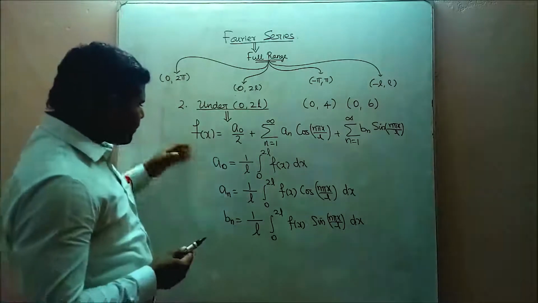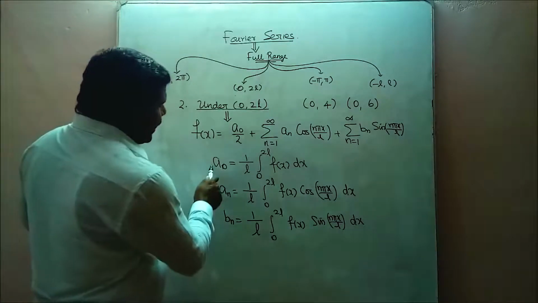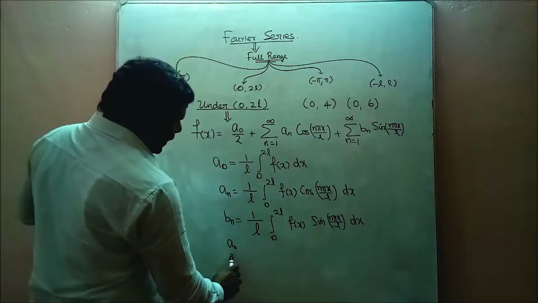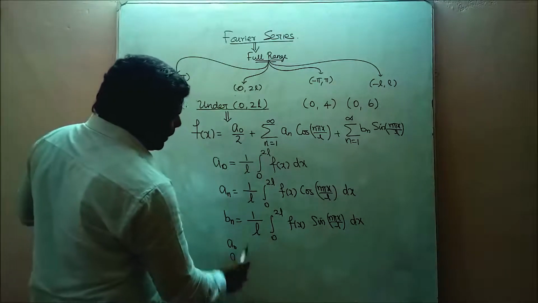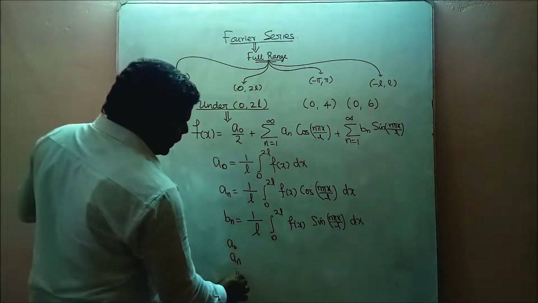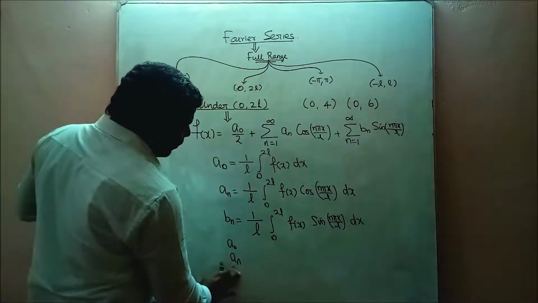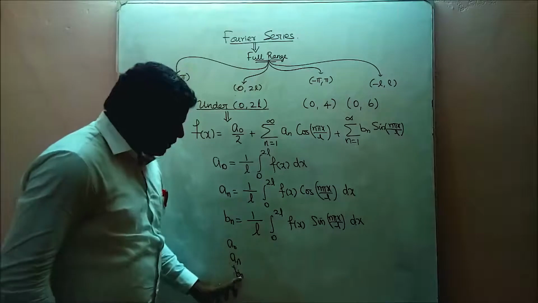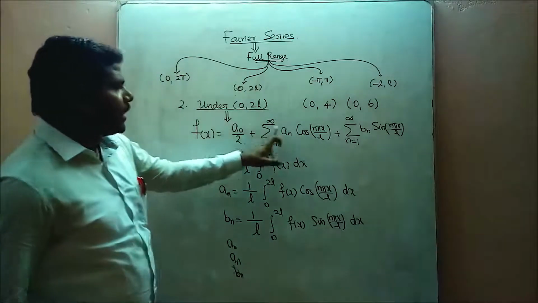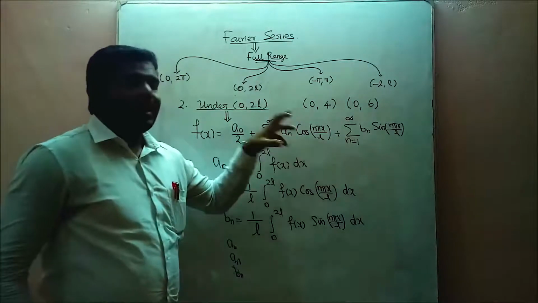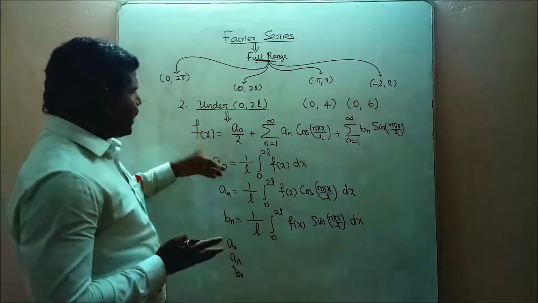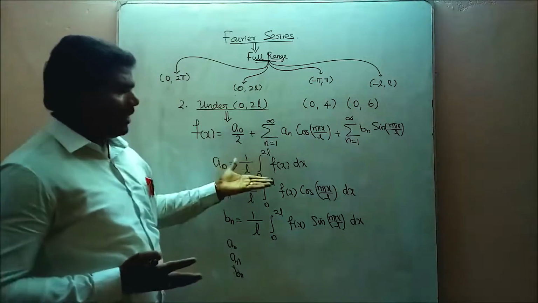In step 1, calculate the a0 value using this formula. In the next step, calculate the an value using this formula. In the third step, calculate the bn value using this formula. After getting all the values, substitute a0, an, bn here and we will get the required Fourier series. This first question is ordinary, we can integrate.